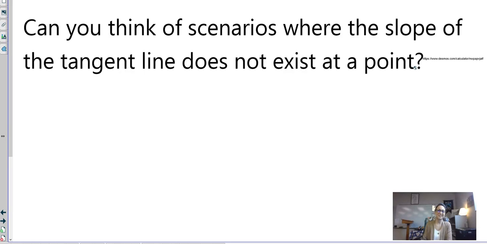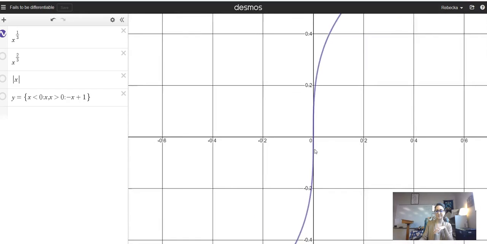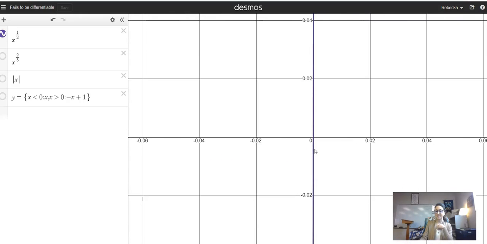All right, so let's close this out with scenarios where the slope of the tangent line does not exist at a point. So let's look at some examples. Remember, what is the slope of a vertical line? The slope of a vertical line is undefined, right? So here's an example of a vertical tangent line. If I zoom in enough at the origin here, you can see that that is going to be a vertical line, right, which has a slope undefined. Okay, so if you've got any vertical tangent lines, we say that the derivative does not exist there because the slope is undefined. The slope does not exist.